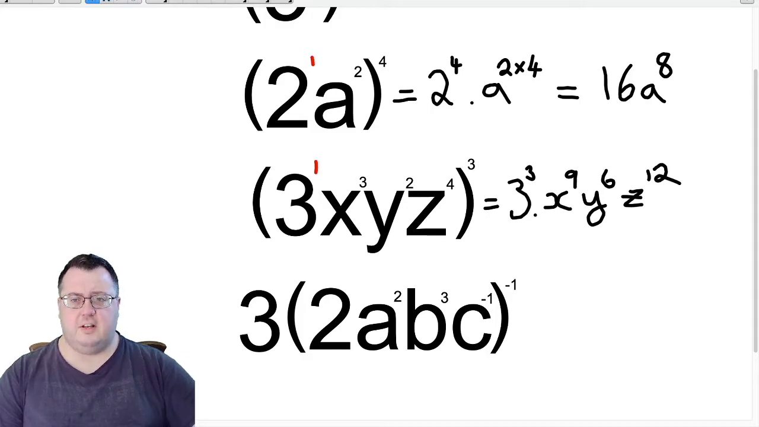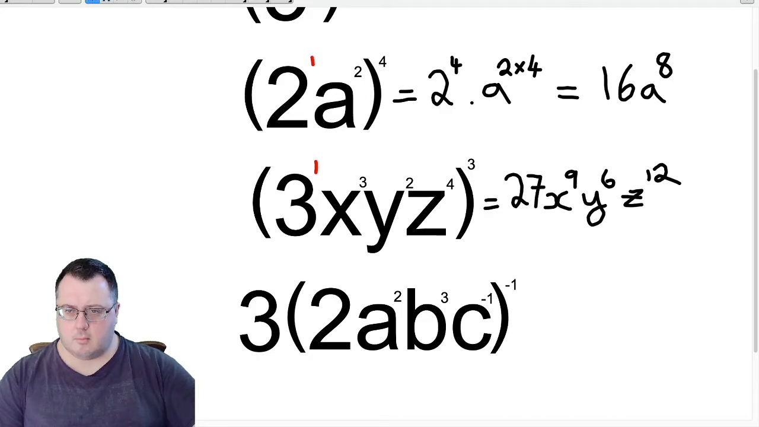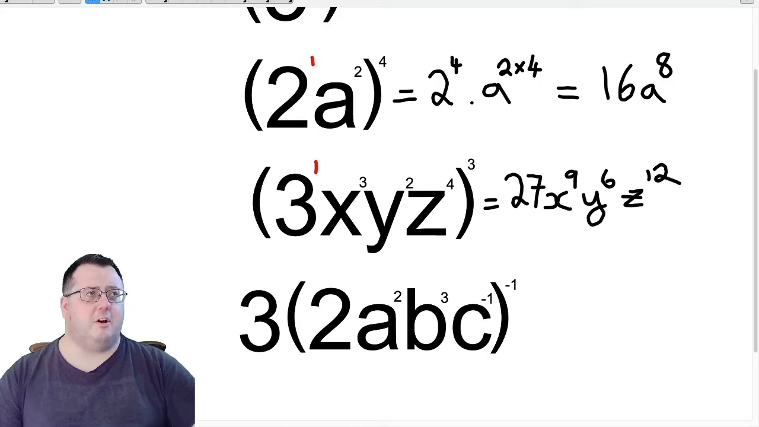And then we have to neaten this up just a little bit more. 3 to the power 3, or 3 cubed, is 27. So I can remove that 3 cubed, and I can put in 27. Okay, really simple when you know how, but you have to do each bit on the inside separately.